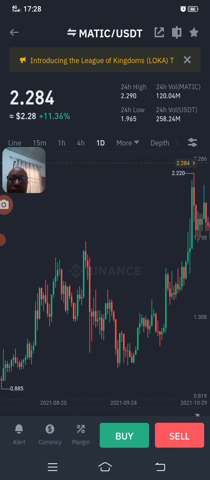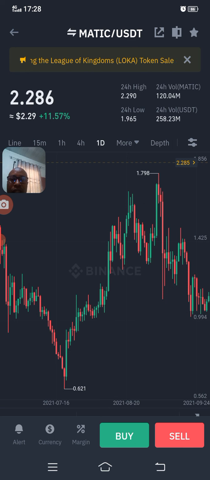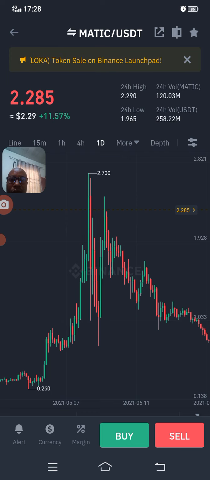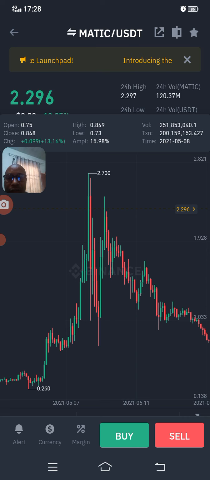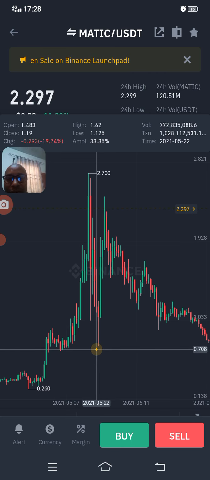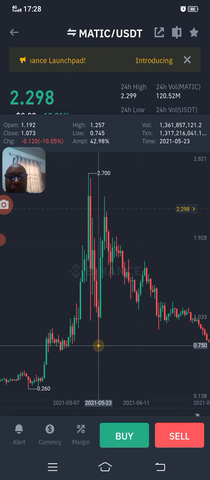Okay, that is how this price action works. It will always come back to the same place it started from. Look at here, we have a buying zone. It bought from 0.73 cents and went to $2.70. Didn't it come back? It came back to that same place again, to 0.75 cents.